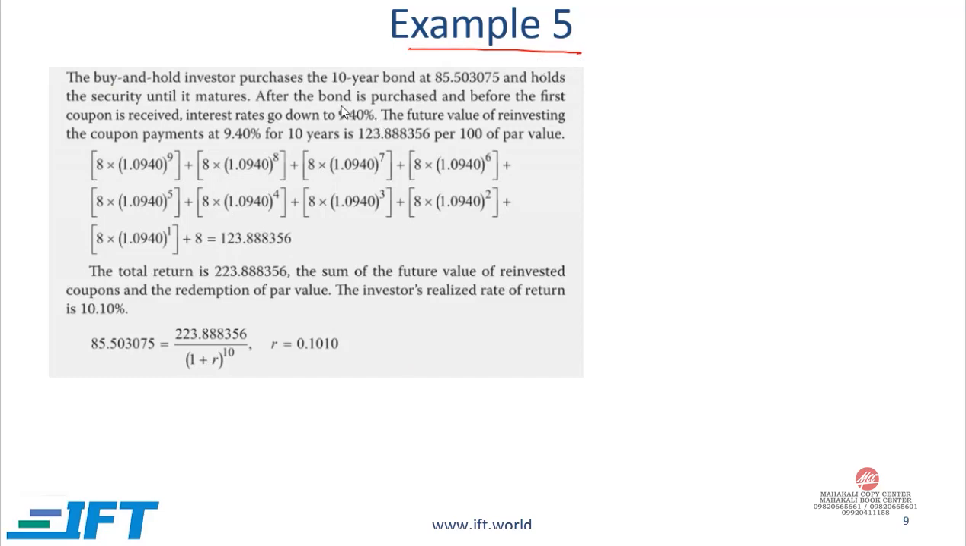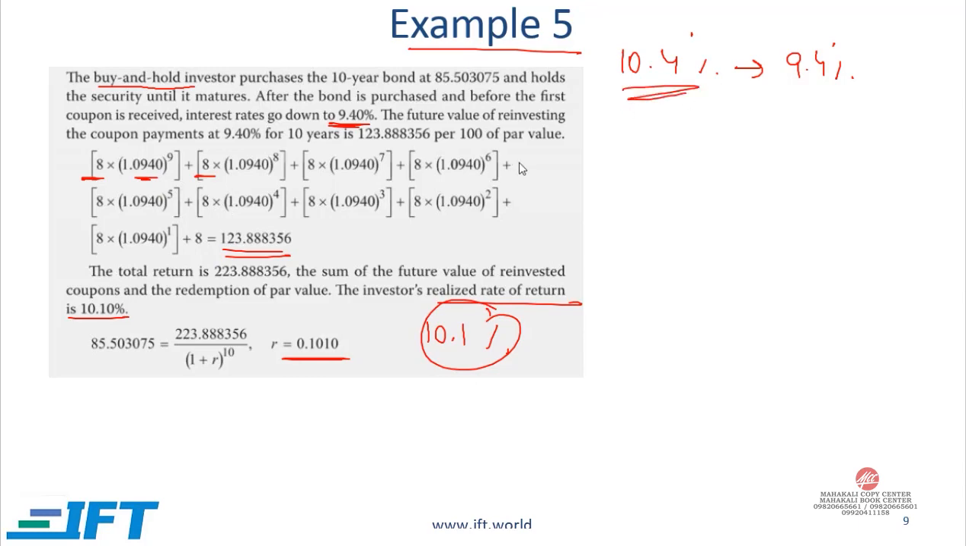Example 5 now. We are back to the buy and hold investor. The difference is that interest rates now go down from 10.4% to 9.4%. Notice that the reinvestment income is lower because the coupon payments are being reinvested at only 9.4%. Since the reinvestment income is lower, the overall realized rate of return is only 10.1%, which is lower than the original YTM of 10.4%.